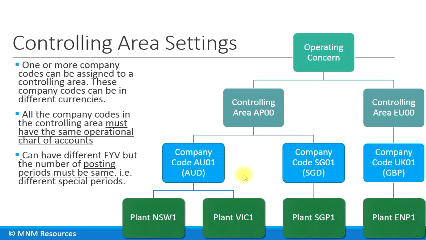But for now, related to the CO module, just remember that there are 2 things you must know. If 2 company codes are assigned to the same controlling area, number 1, they must have the same operating chart of accounts, and number 2, the number of posting periods must be the same. That's the main condition.